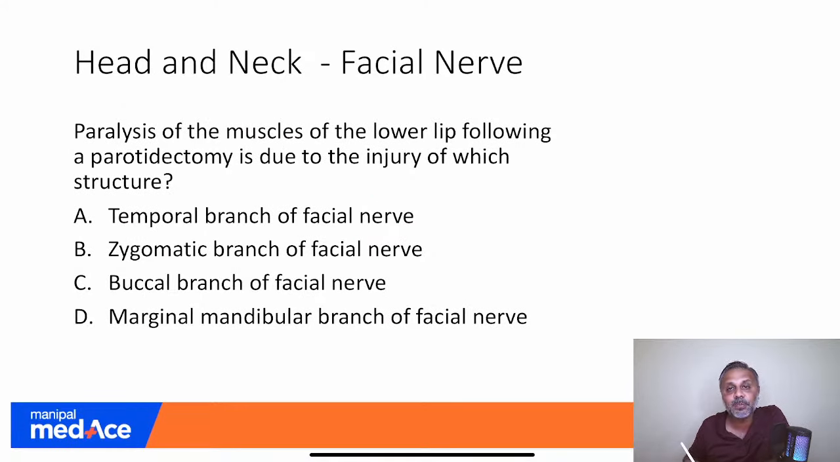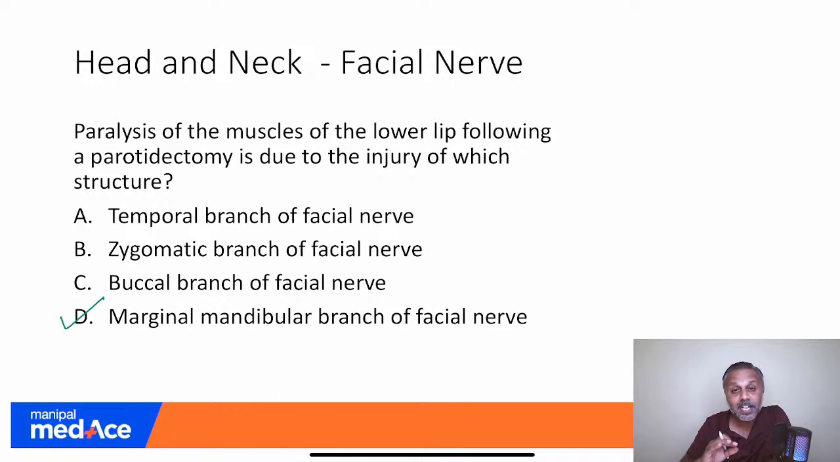So what is the correct option here? The correct option here is the marginal mandibular branch of facial nerve. So remember, if parotid duct was given, it's not a correct option because parotid duct carries the saliva, right? It does not innervate the muscles, right? Then when we talk about the buccal branch, zygomatic branch and temporal branch, I told you what muscles they innervate.